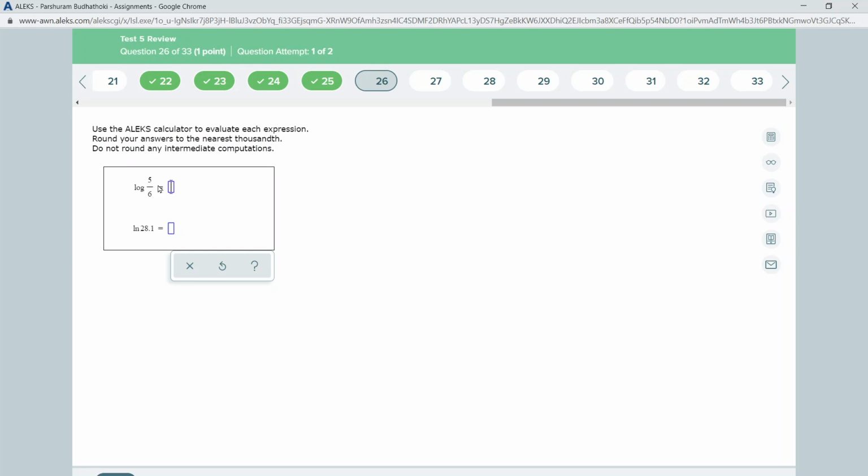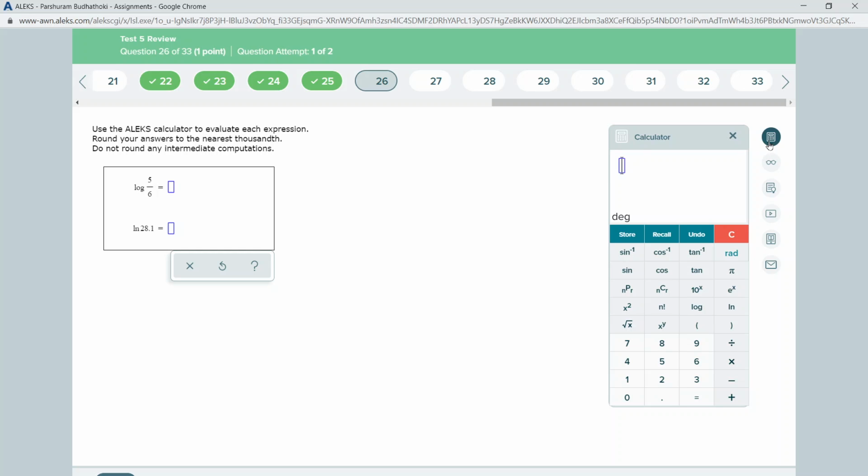Okay, so just use the calculator for finding log 5 over 6. Here is the calculator, and you can find log. Where is the log? Yeah, here's the log. Log of 5 divided by 6. What is that? It's a negative, and round your answer to the nearest thousandth. So negative 0.079. Nearest thousandth means after the decimal there should be 3 digits. 0.079, and you can see that after 9 there is a 1, so when you round, nothing will happen here.